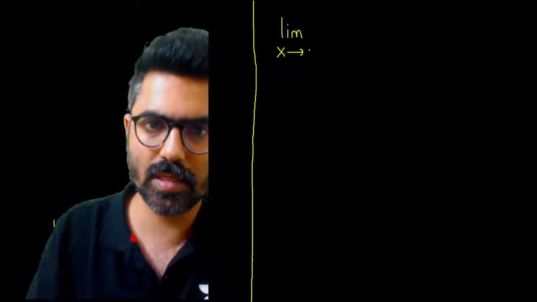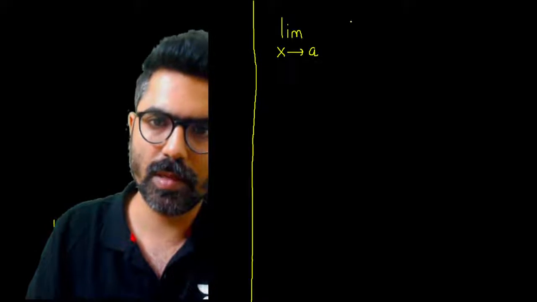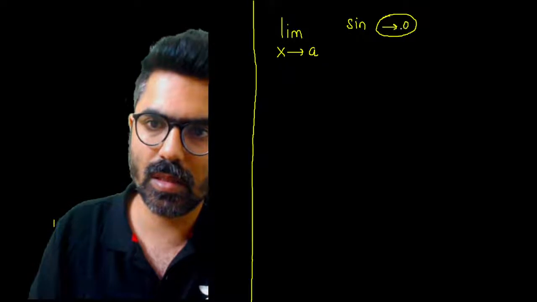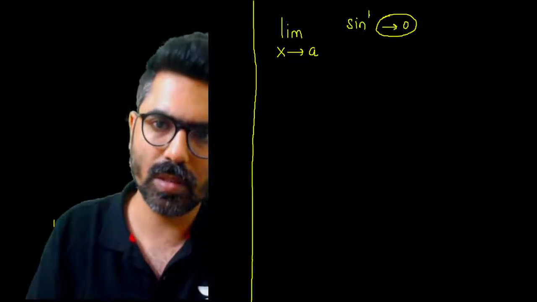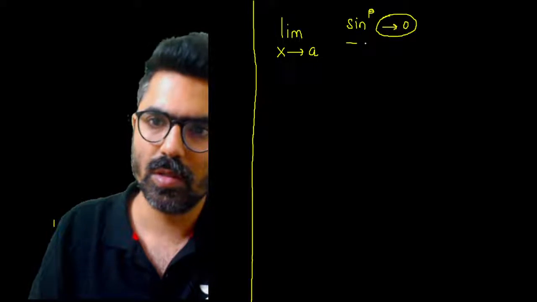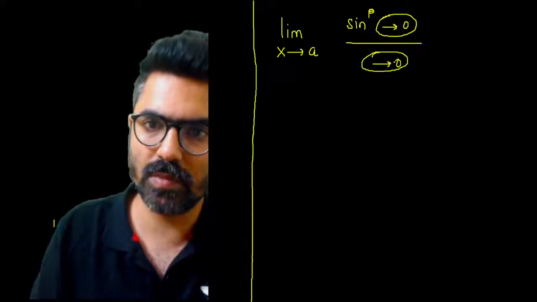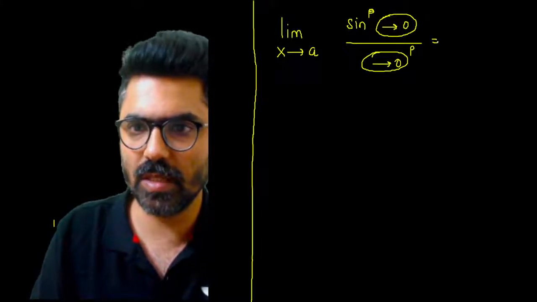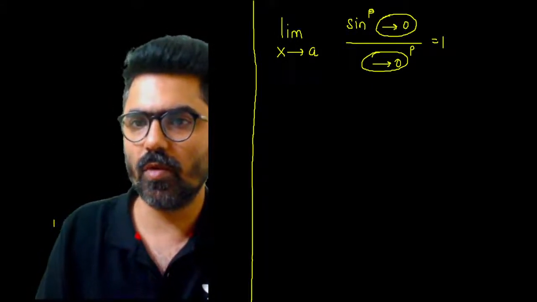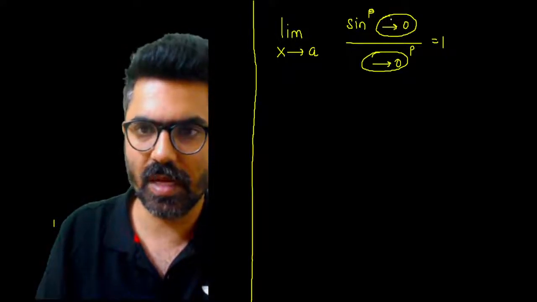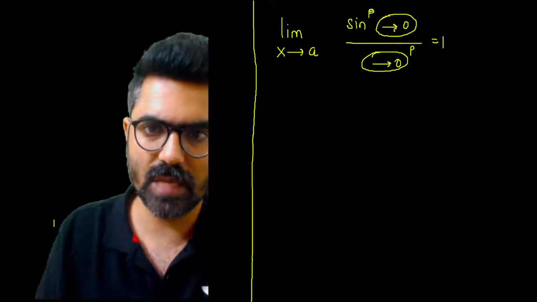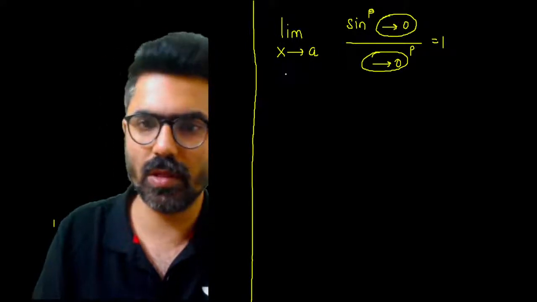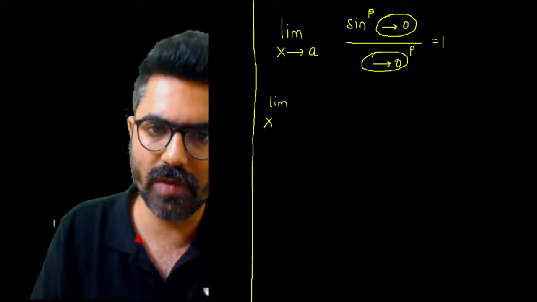Now the thing is, I'll just write limit x tends to a, any number, and inside the sine whatever is becoming 0, that same 0 should be over here, along with this power, then we say the answer is 1. So whatever is becoming 0 inside this sine, that same 0 will be here, and the power p should be on that. This will be more clear when I take an example.